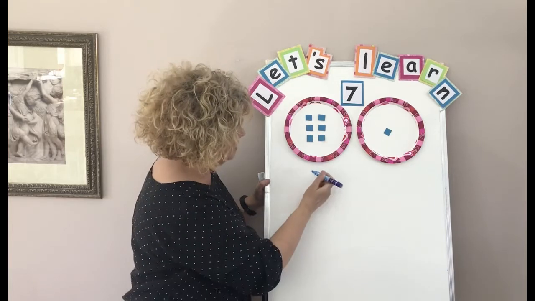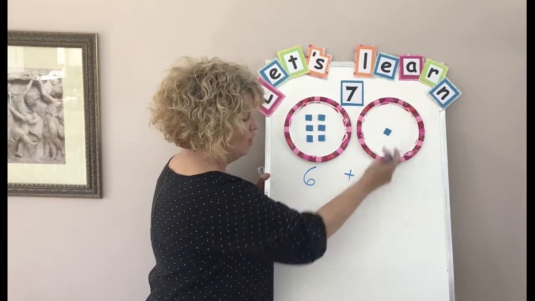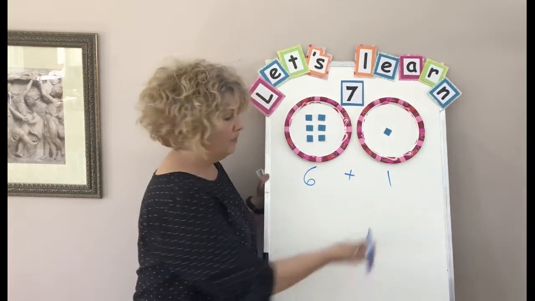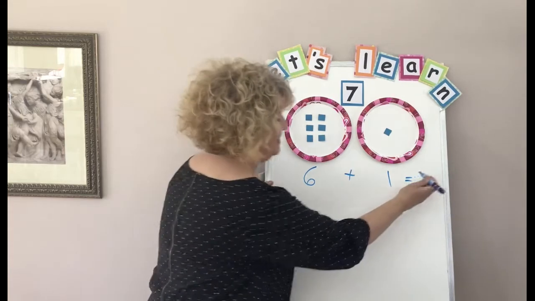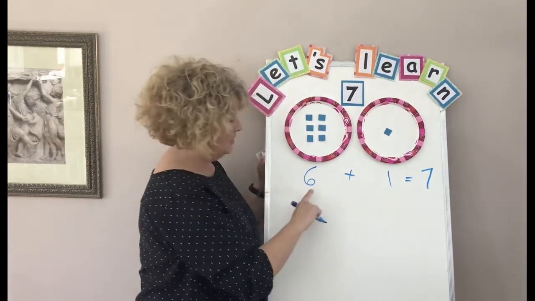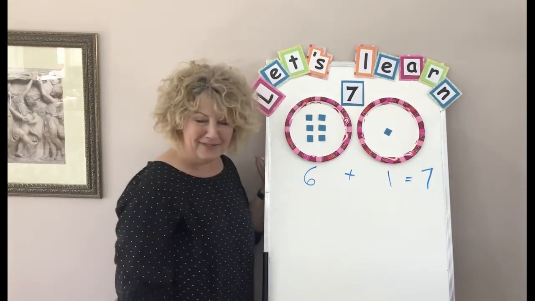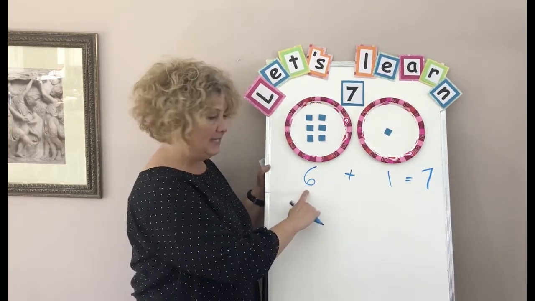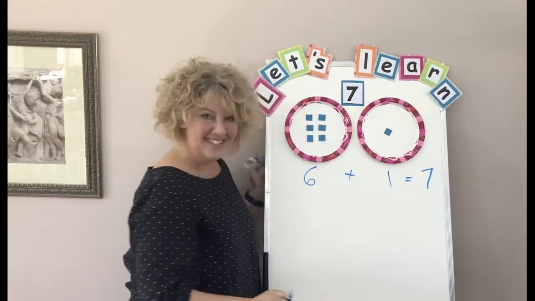Let's write a number sentence that goes with this picture. So we have 6 squares here, 6, plus 1 square on this side, 1, and that equals how many again altogether? 7. There are 7 squares all together. 6 plus 1 equals 7. Can you read that with me? 6 plus 1 equals 7.